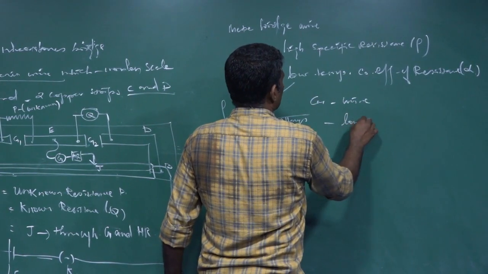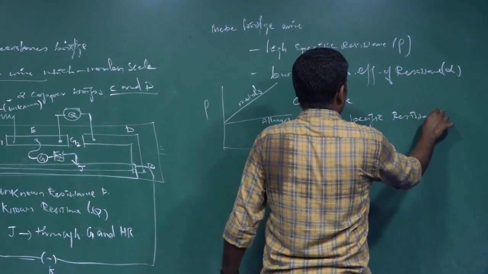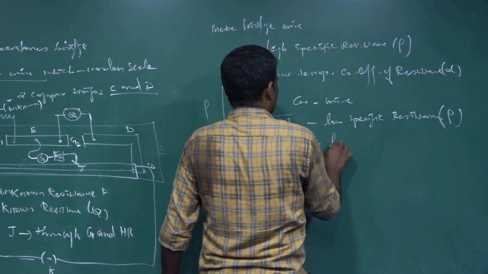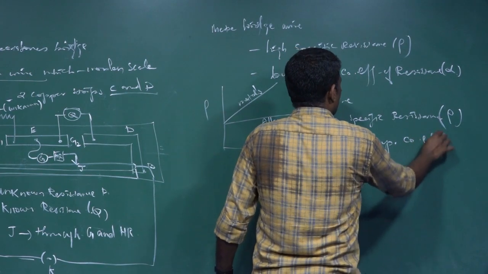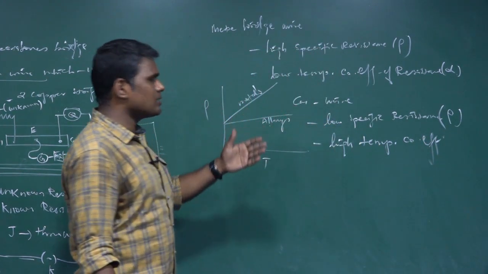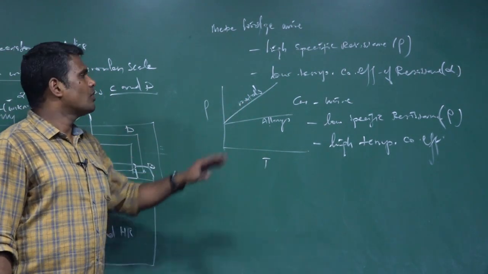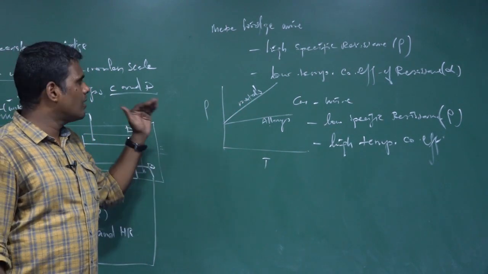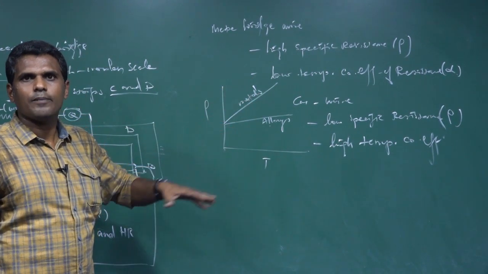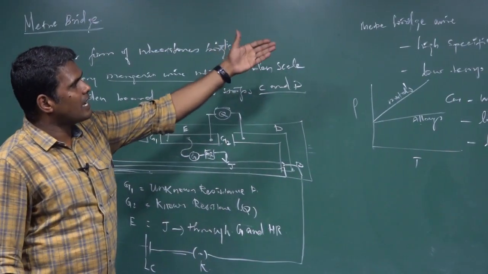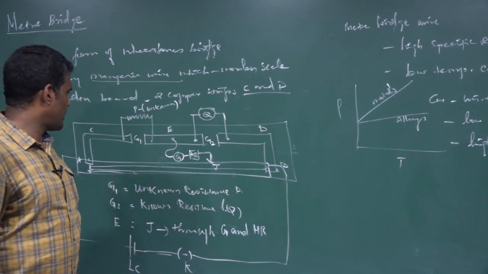has low specific resistance and high temperature coefficient of resistance, which means as the temperature increases, the resistance of copper wire will also increase rapidly because it is a metal. So copper wire is not suitable for meter bridge wire. Only alloys like manganin and constantan possess this high specific resistance and low temperature coefficient of resistance, so you can use them as meter bridge wire.